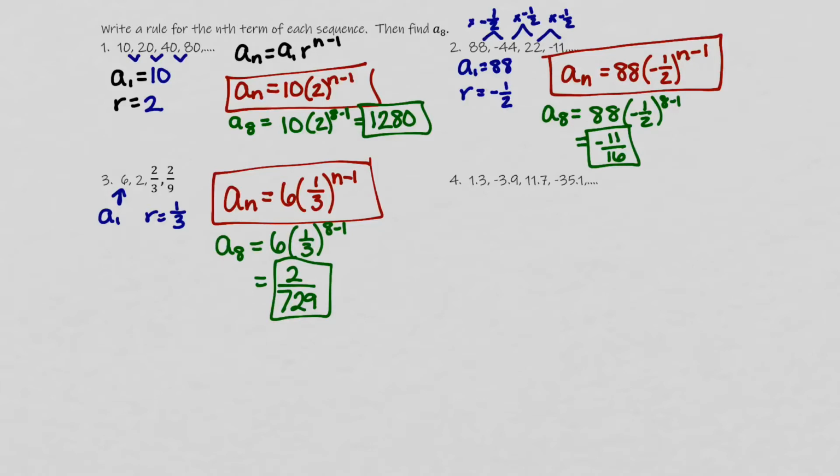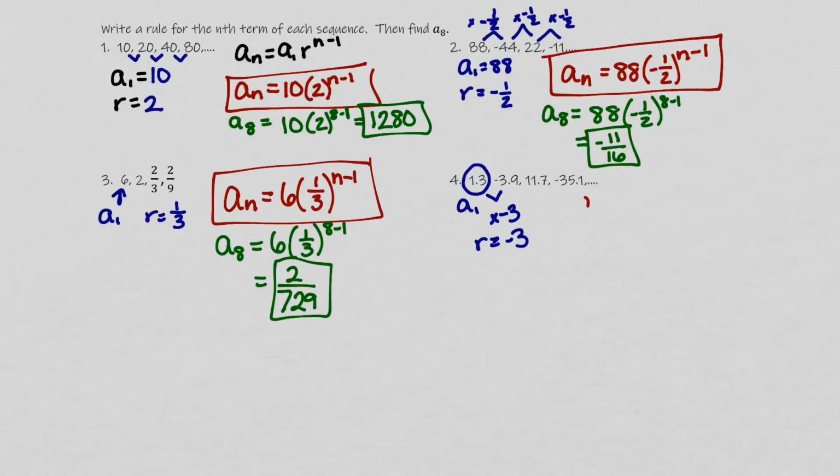And then number 4. So I did fractions, now let's do decimals. Okay, this is a_1. And let's see, I'm multiplying it because it goes from positive to negative, so I know I'm going to multiply by a negative. And how did I go from 1.3 to negative 3.9? Looks like I multiplied by a negative 3. And then negative 3.9 times negative 3 is 11.7. 11.7 times negative 3 is negative 35.1. So R is going to be my negative 3.